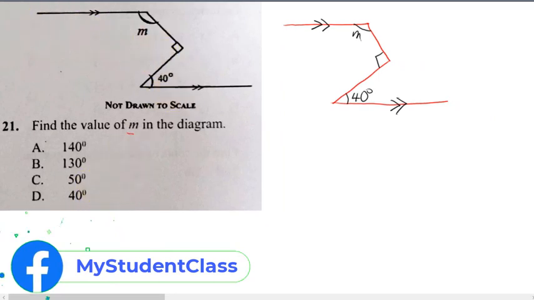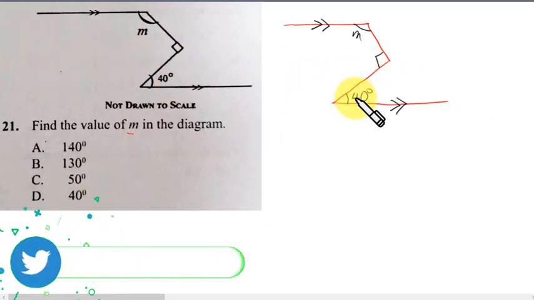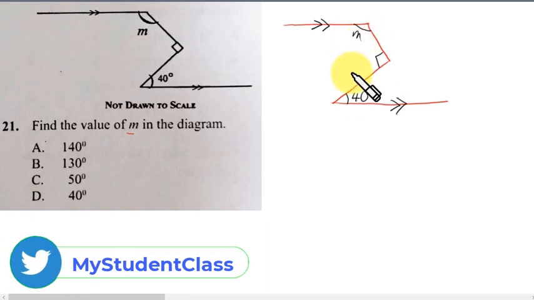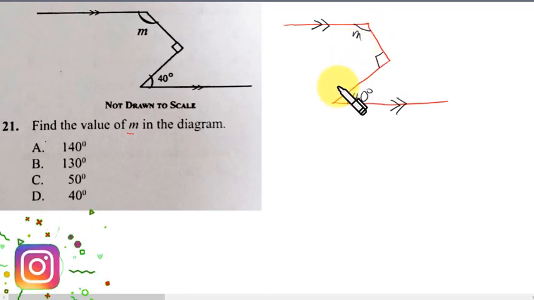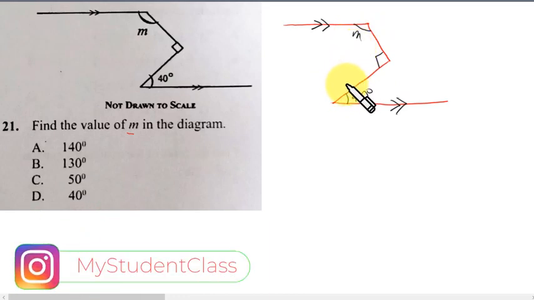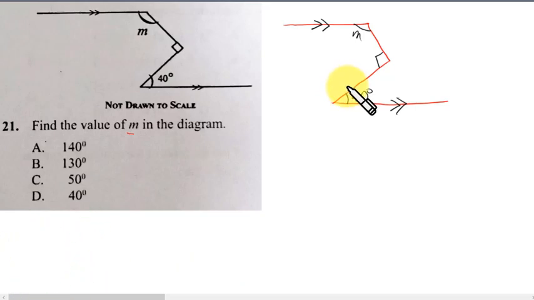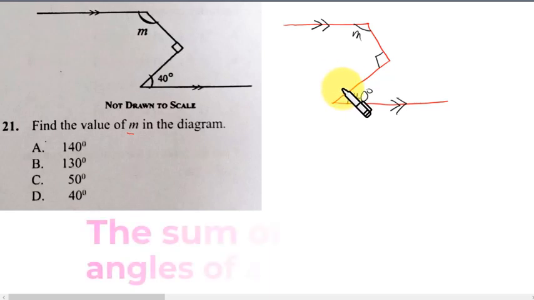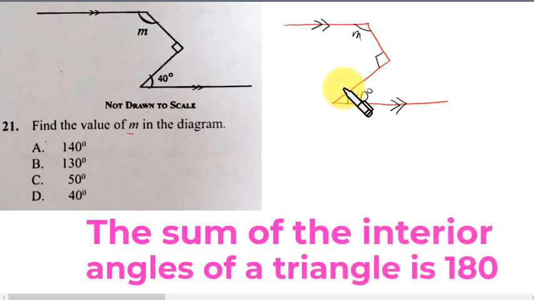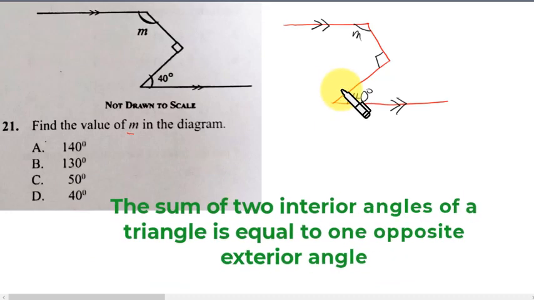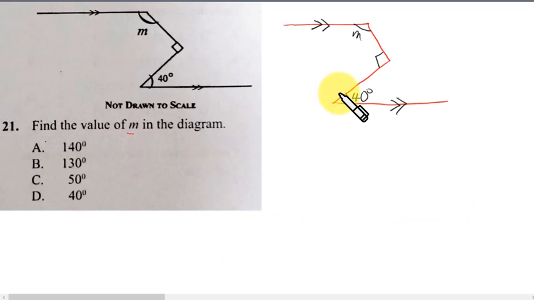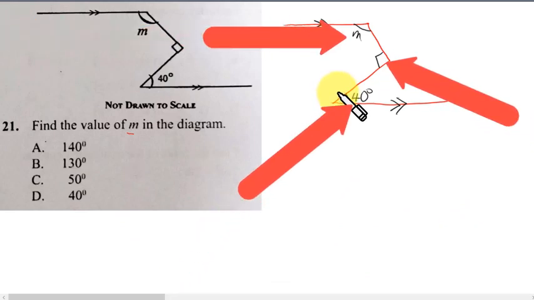Okay, the idea here is, we have three angles: 40, 90, and m. So the idea is to bring all these three angles together. If I can put these three angles in a triangle, or maybe close to a triangle, then I can apply a property of triangle. Say the sum of the interior angles of a triangle is 180 degrees, or say the sum of two interior angles of a triangle is equal to the opposite exterior angle. So the idea is to bring all the three angles together. So how can I do that?